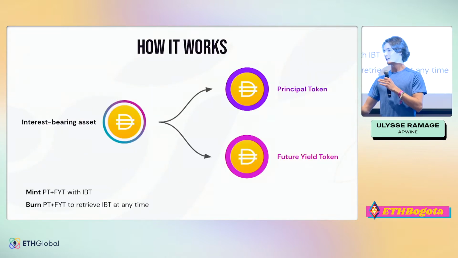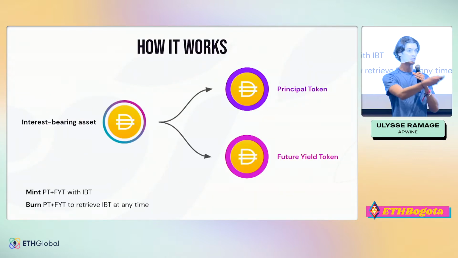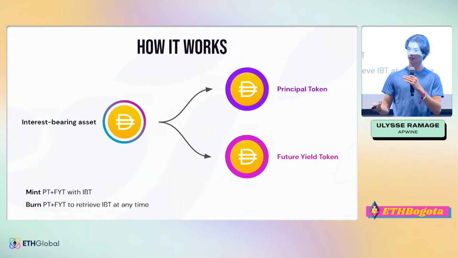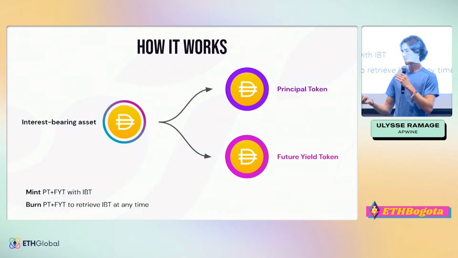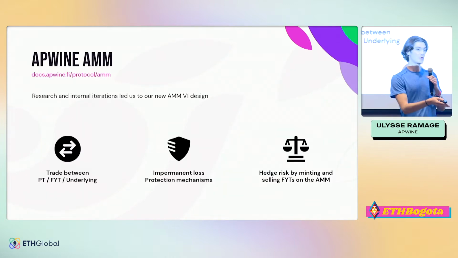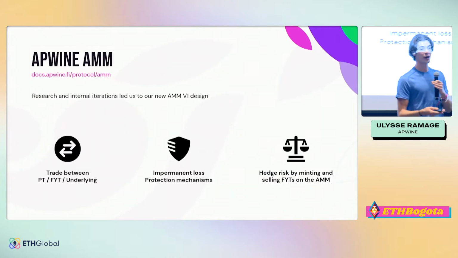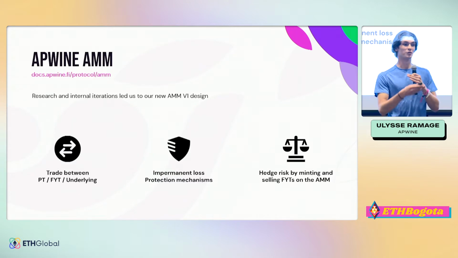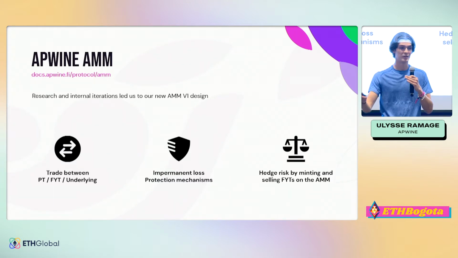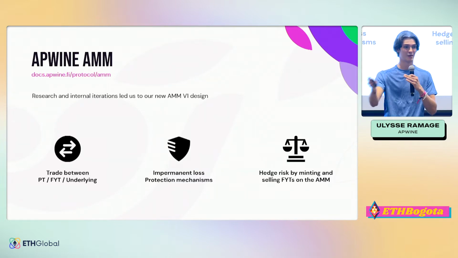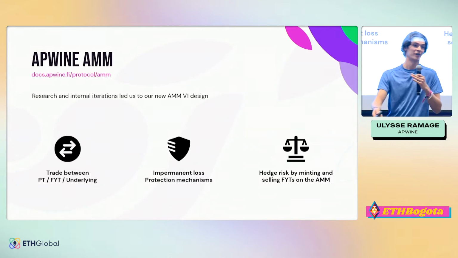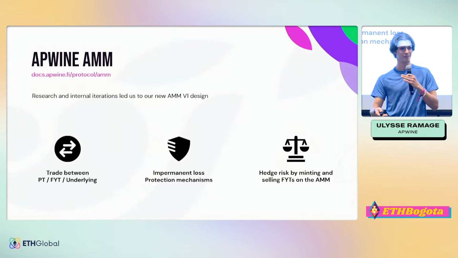So you can mint PT and FYT with your interest-bearing tokens, and you're never locked in the platform. You can always withdraw if you still have the PT and the FYT. And then we have the APWine AMM, which is a core part of the protocol. And the APWine AMM allows you to sell this FYT or buy PT or just trade between any of the 3 assets of aDAI, PT, FYT in order to build your own strategies or get your yield in advance or fix your rate or so on.